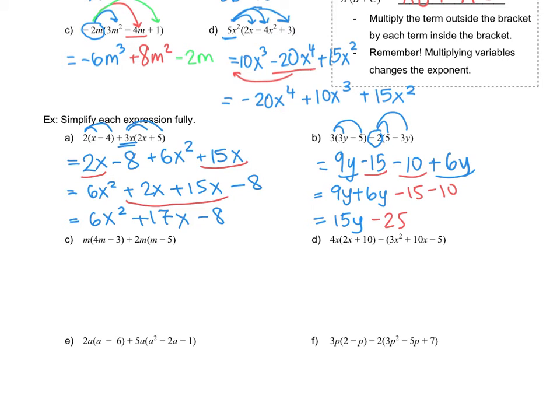All right, for the next one, how about you pause your video and try this on your own? Bring the m into the first bracket, bring the positive 2m into the second, then collect and simplify. Then come back to check your work.